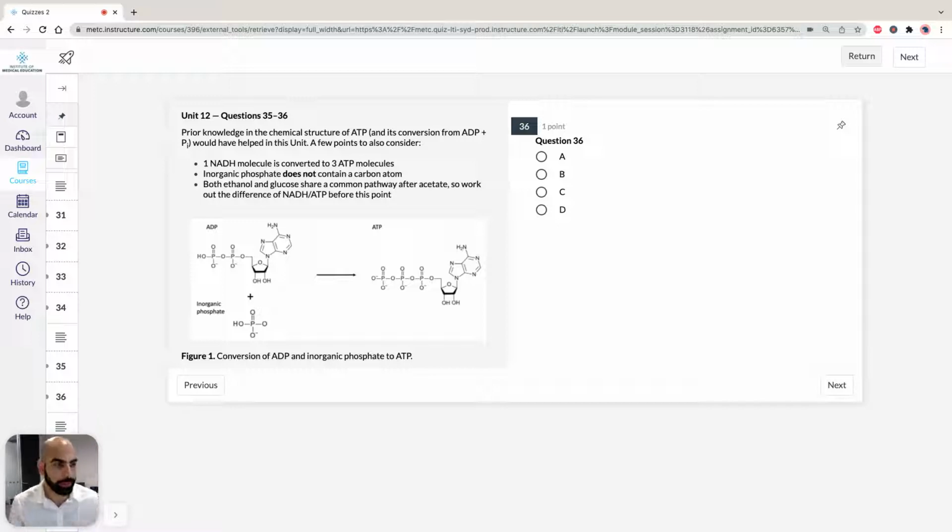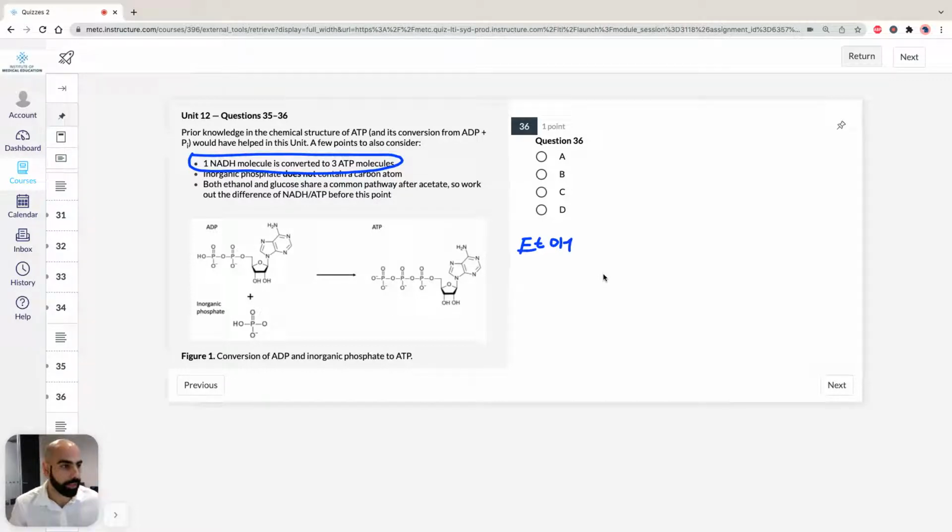So let's just figure out how much ATP is being produced. Now remember, we're told in the answer key that one NADH molecule can be converted into 3 ATP molecules. So keep that in mind. Let's start with ethanol. For now, let's forget about after acetate, because after acetate, both glucose and ethanol go through the same pathway. So don't worry about after acetate. Let's just go towards acetate.